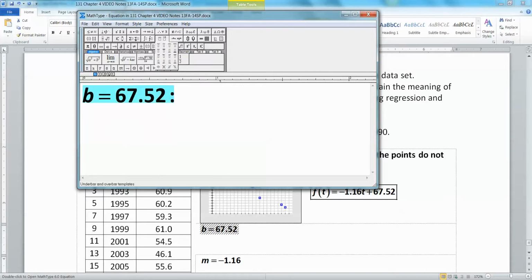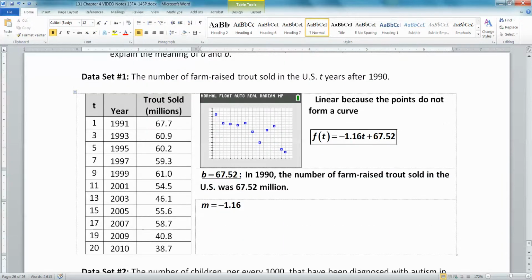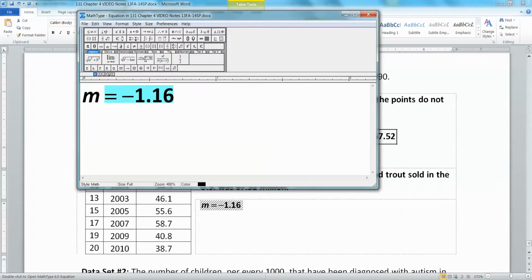Remember, b is your y-intercept for a linear function, right? So this is saying at time 0, which would be in 1990, the number of farm-raised trout sold in the U.S. was 67.52 million. 67.52 fish. That's it. 67 fish. That would not work well. So it's 67.52 million.